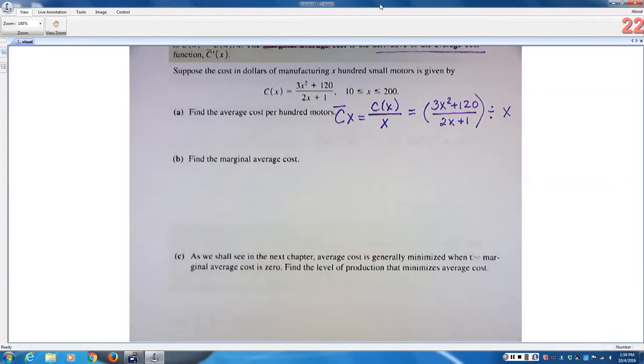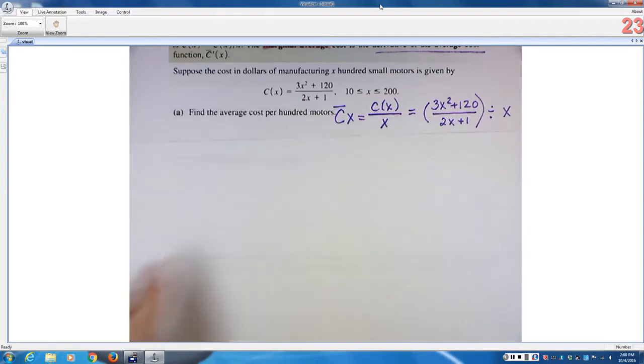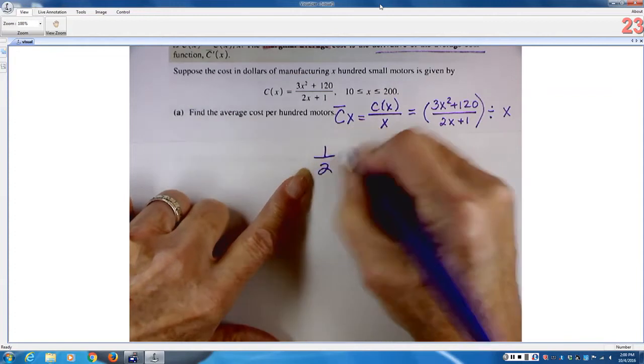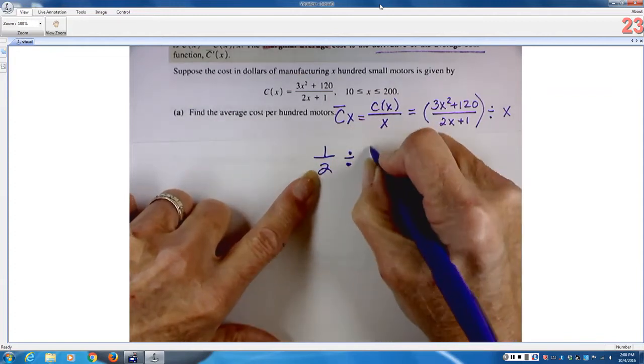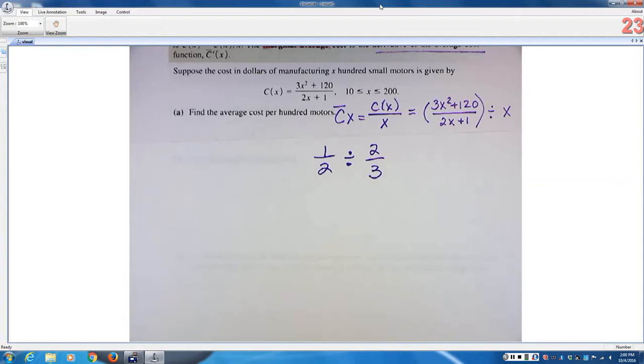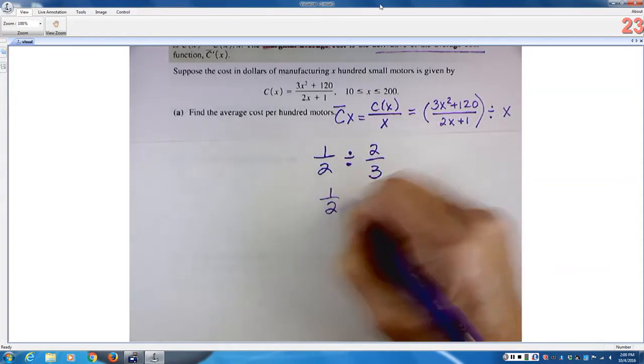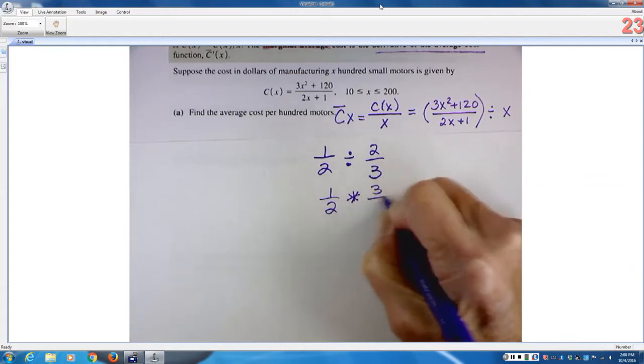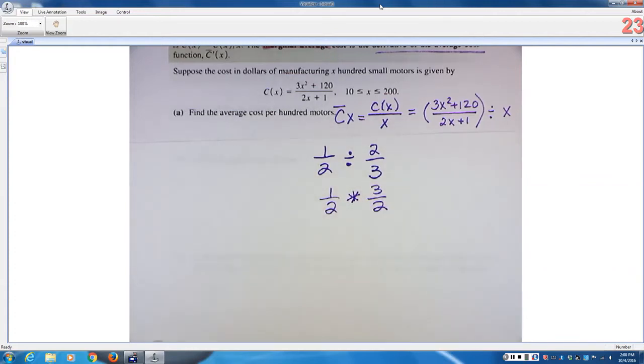If I have 1/2 divided by 2/3, what do I do with the 2/3? I can't think in words either. If I were going to do this problem, what would I do with 2/3? Flip it and then multiply, okay? The math word is take the reciprocal and multiply, but flip it, okay? We'll flip it. 1/2 times 3/2, okay? That's how we would do that.